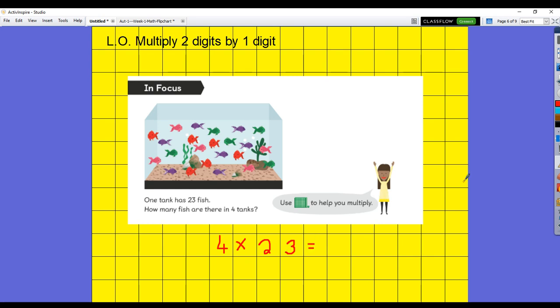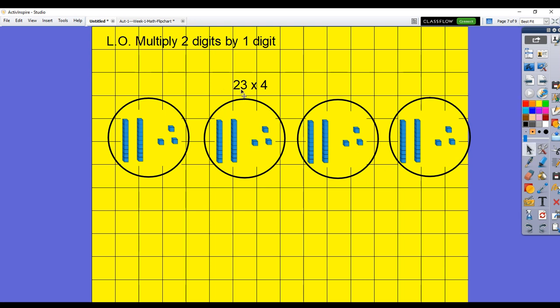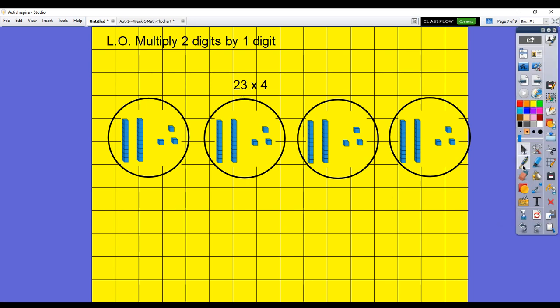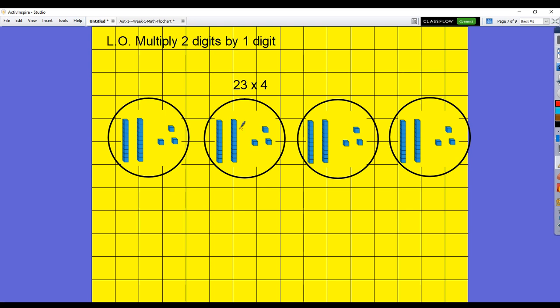So we need 4 lots of 23 fish. Okay, so again, if we showed this with the base 10, we have 23 lots of 4. It's not as easy as when we had 20 lots of 4 when we could do 20, 40, 60, 80. So it's harder because we've got more numbers, lots of little numbers, 23 times 4. Okay, so I'm going to use the base 10 to help us. So let's count how many 10s we have. 10, 20, 30, 40, 50, 60, 70, 80.